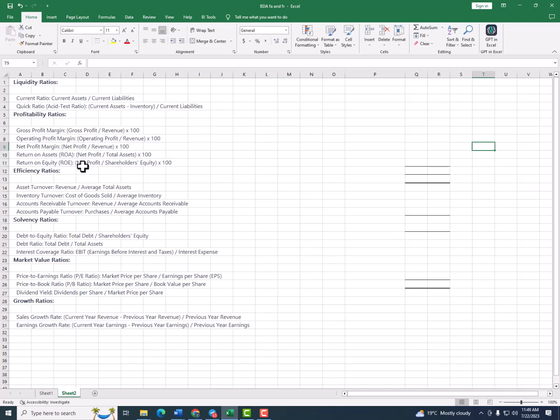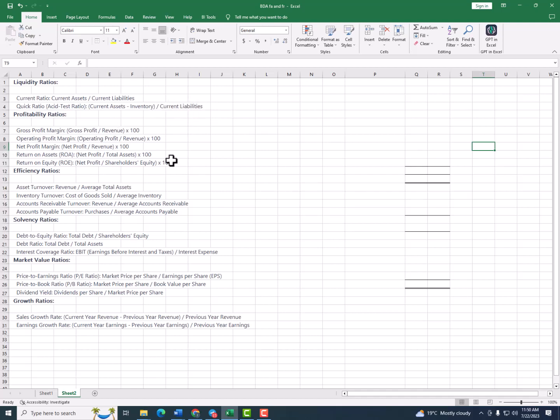For instance, we have liquidity ratios. Liquidity ratios usually measure the liquidity of the company. How will the company be able to cater for its current liabilities when they fall due? We have the current ratio, which is calculated as current assets divided by current liabilities. We have the quick ratio, which is simply the current ratio, but you are not including the inventory.